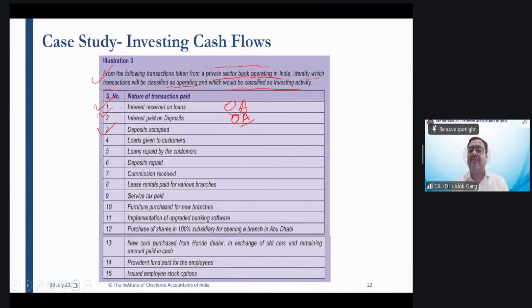Deposits accepted. Operating or investing or financing? So operating or financing, not investing. Acceptance of deposit is a liability, right? It's an operating activity. Loan given to customer. Loan given is an investing activity, but it is a bank. What will happen? Operating activity. Loan repaid by the customer. If loan given is an operating activity, loan repaid by the customer will also be operating activity. Deposits repaid. If deposit accepted is an operating activity, deposit repaid is also an operating activity.